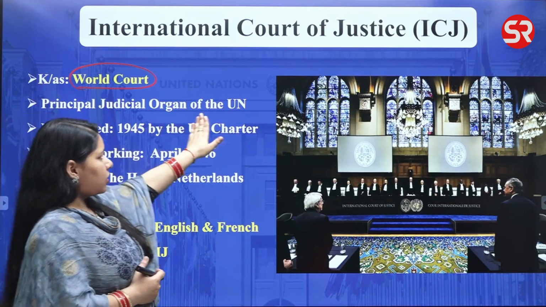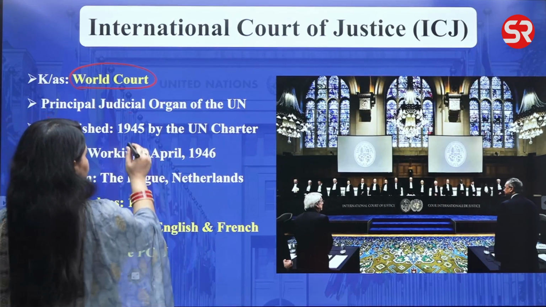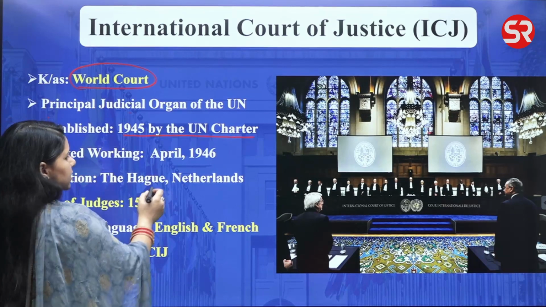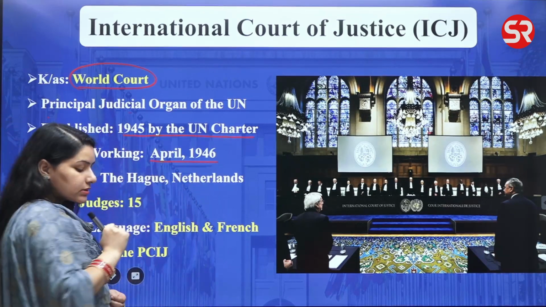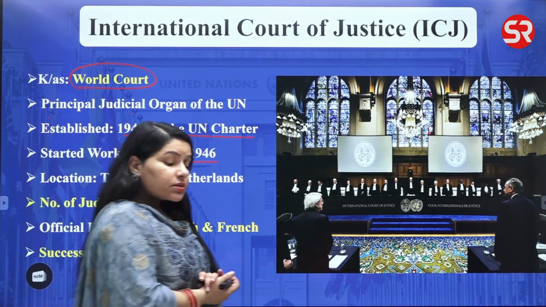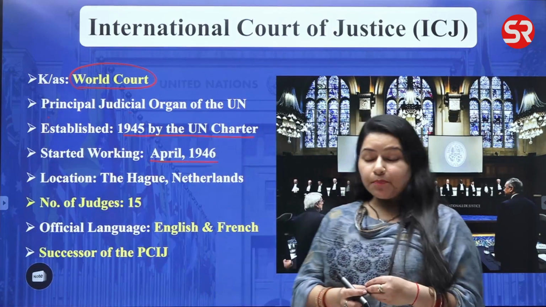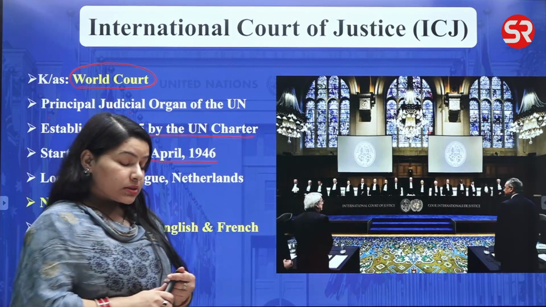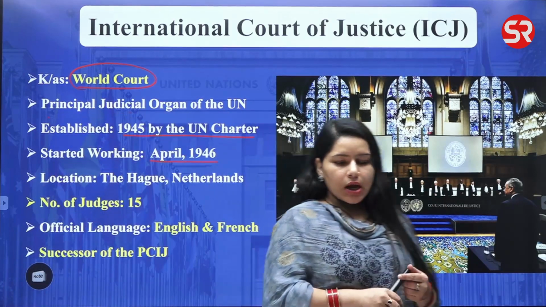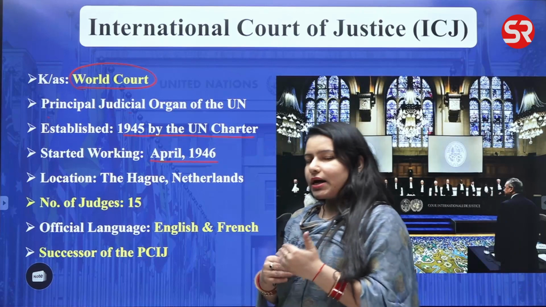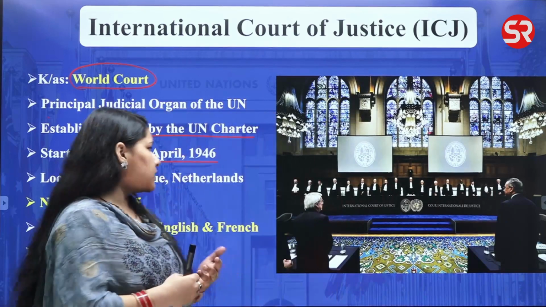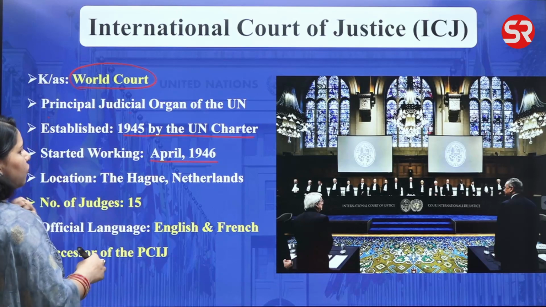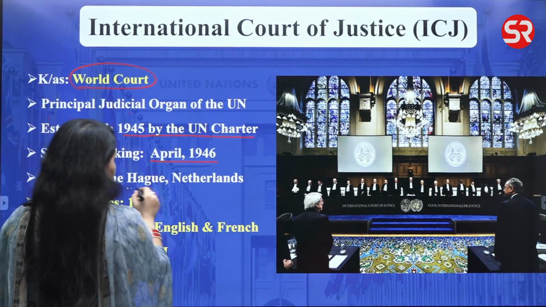Principal judicial organ of the UN, established in 1945 under the UN Charter and started working in April 1946. Why April 1946? Because prior to the ICJ, there was the PCIJ, the Permanent Court of International Justice, which was established under the League of Nations. When the PCIJ was finally dissolved in 1946, the ICJ started working as the world court. Location: The Hague, Netherlands.